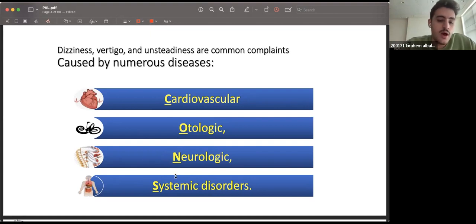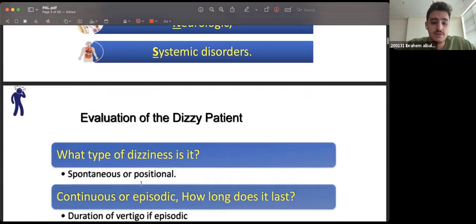Neurologic: as you know, you have certain columns in the spinal cord for proprioception. They tell you your current position. And without these, you will lose coordination. Or it can be due to a systemic process.